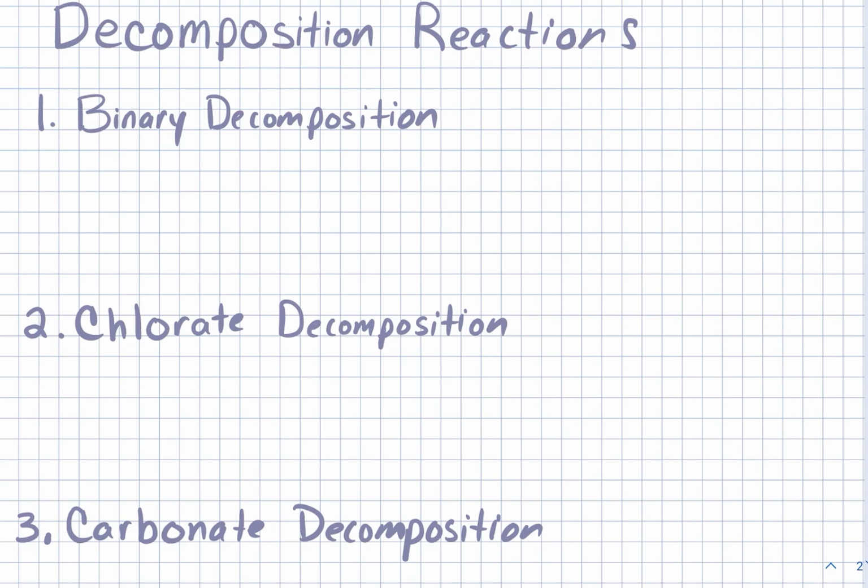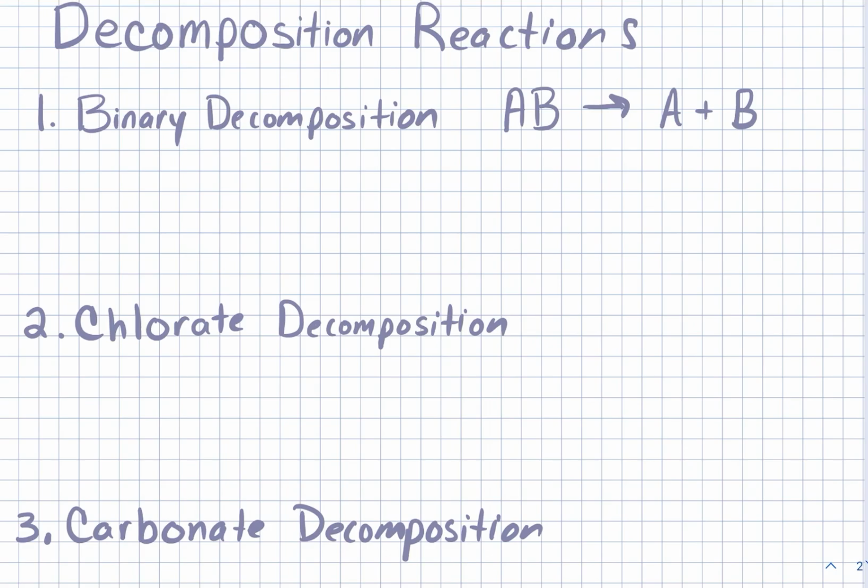The first one is binary decomposition, and binary decomposition is pretty easy. It's going to be when we start with a compound, and it's going to break into its 2 parts. These may be elements, or they may be compounds, maybe some polyatomics. Either way, it's going to be one thing that we start with, and it breaks down into 2 things.